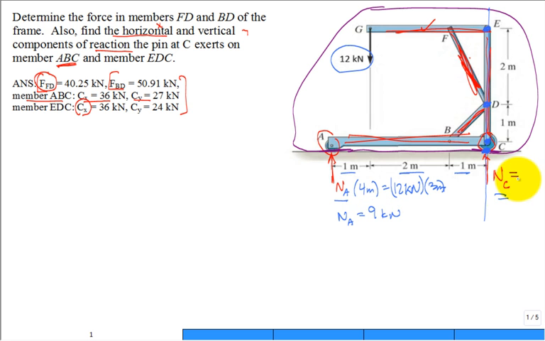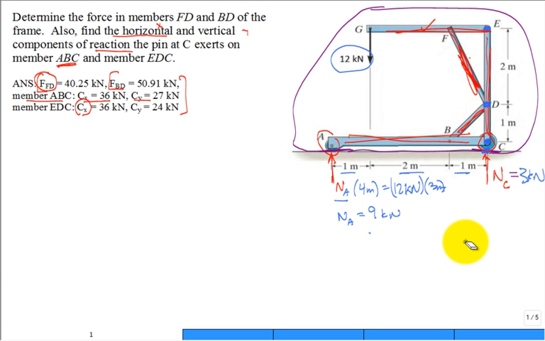And then we solve for N sub C, doing the sum of the forces in the Y. So 12 down plus 9 up, we still need 3 up, 3 kilonewtons up. So we solve for N sub A and N sub C. All right.